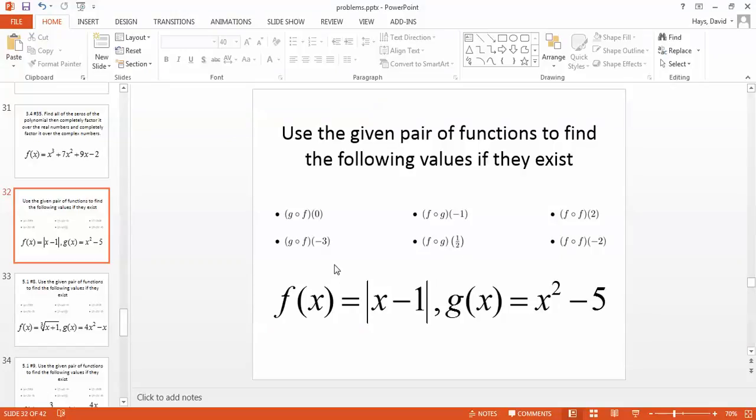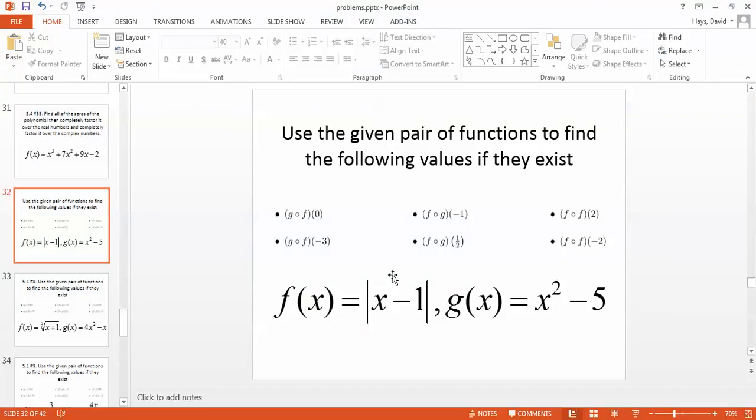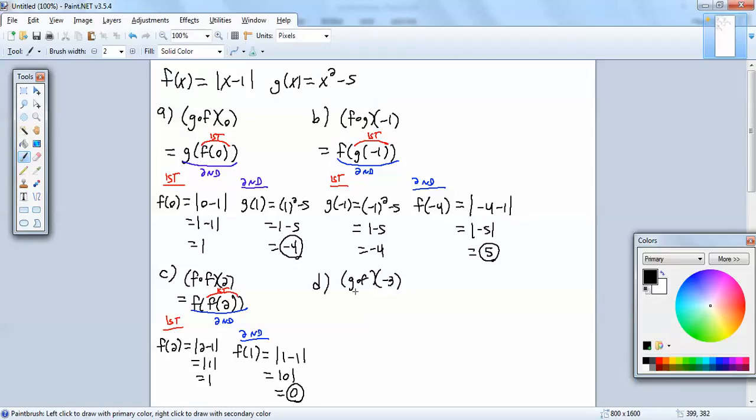Okay, D is the composition g and f of negative 3, which I'm going to rewrite as g of f of negative 3. And again, we're first focused on the inner, f of negative 3.